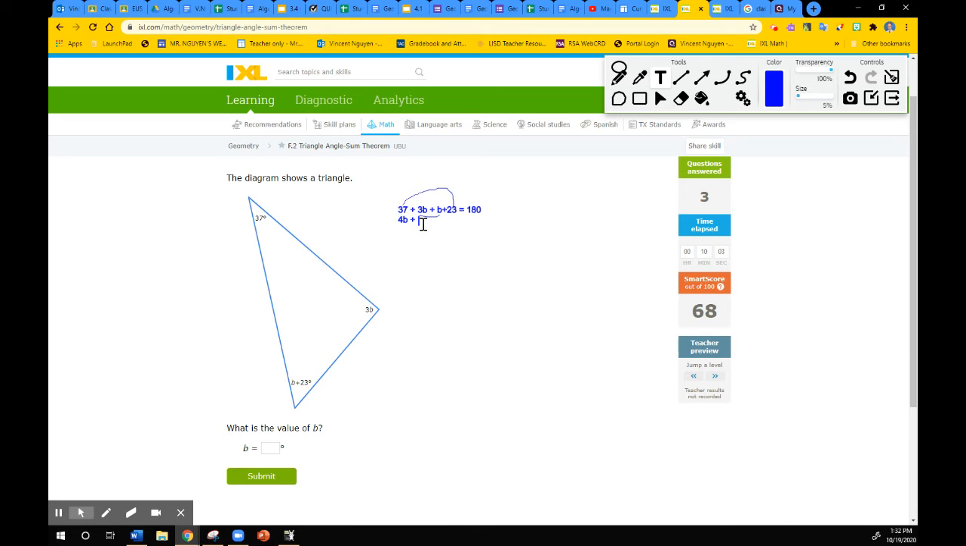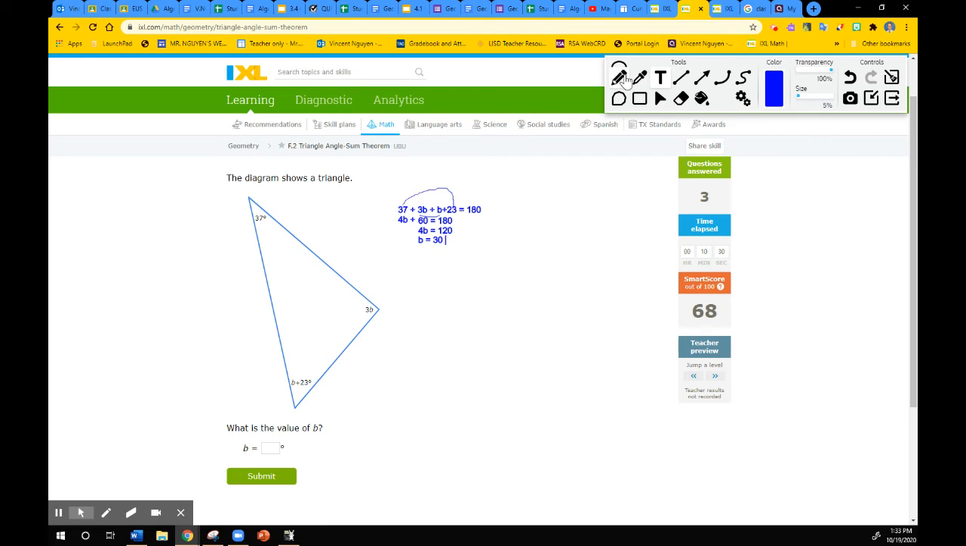Make sure it's on the 60 equals 180. Okay, so now I'm going to subtract 180, so I get 4b equals 180 minus 60 is 120. Okay, now I'm going to divide by 4. 120 divided by 4 is 30. Okay, so my b value is 30.